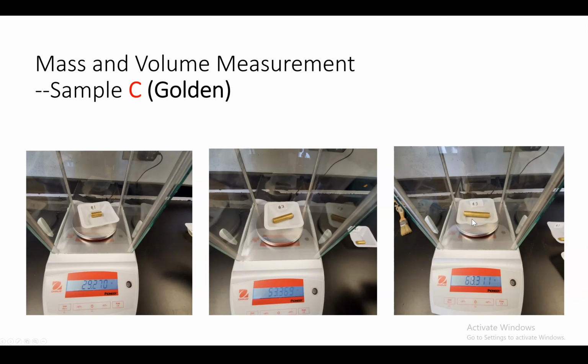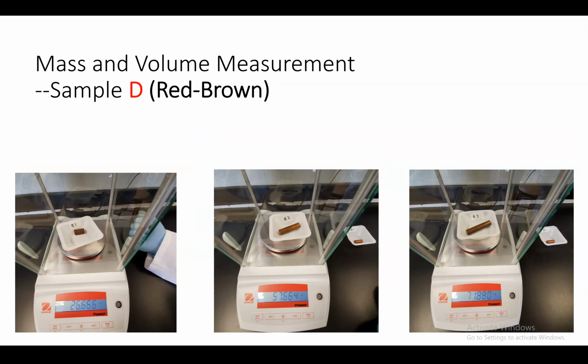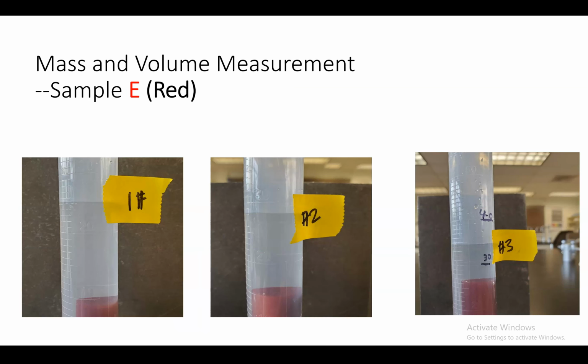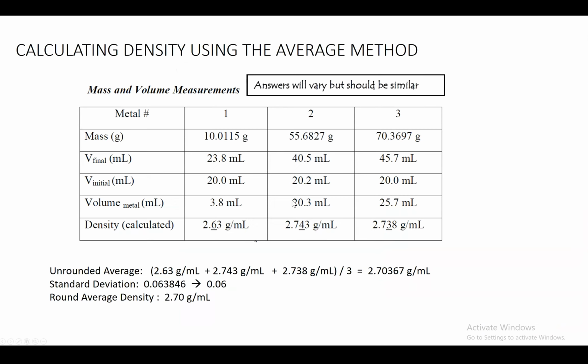And these are the data for sample C. And here's C again. And this is sample D. So depending on the sample assigned to you, please refer to the correct data and get the data for them. And in the end, you will be able to complete this table right here.